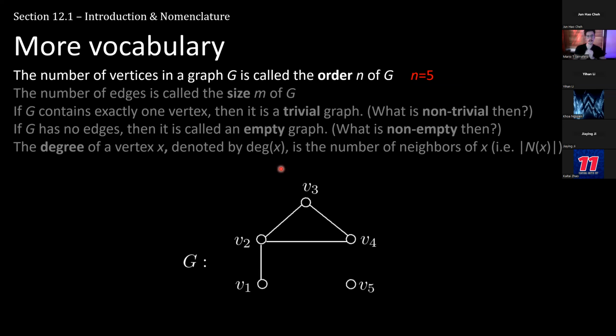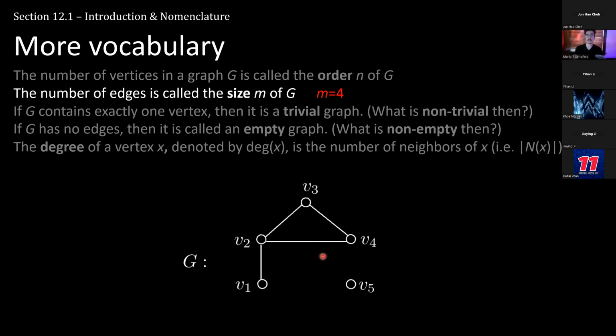So some more vocabulary. The number of vertices in a graph G is called the order n of G. Typically, we reserve the letter n for the order, although you don't have to. You just need to make sure that you know what n is. So in this picture, the order is 5 because we have 5 vertices.